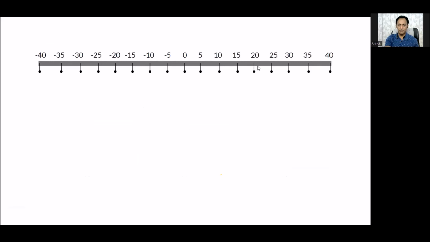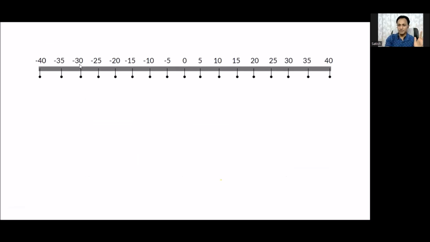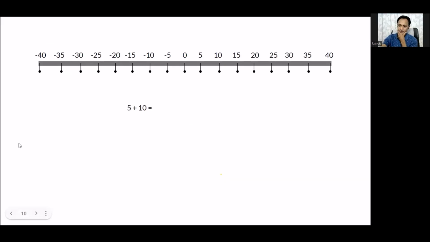This is called a number line. I'm not putting all the numbers on the scale, because it becomes congested. So I'm showing only 40 on this side and minus 40 on this side. This is the center, 0. So this is 1, 2, 3, 4, 5, 10, 20, 40, like that. Okay, you all can see this? Yes, sir. Okay, so we start with a very simple thing.